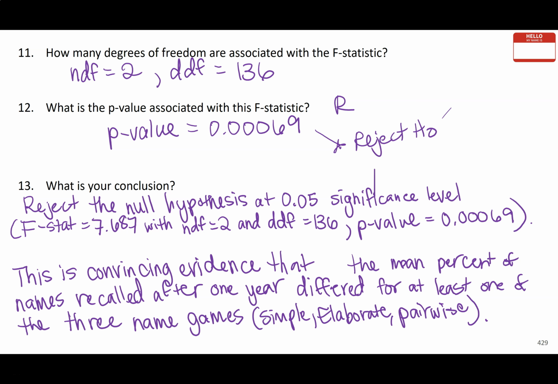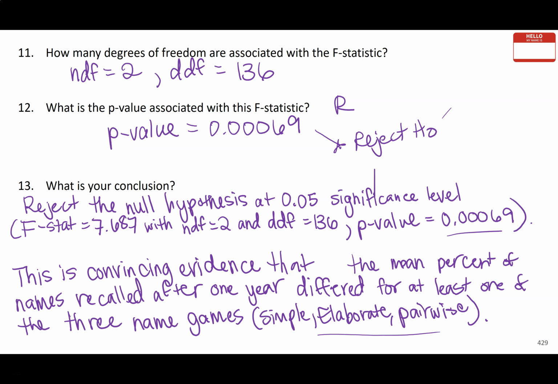We had an F statistic of 7.687 with numerator degrees of freedom of 2, denominator degrees of freedom of 136, and a p-value of 0.00069. This is convincing evidence that the mean percent of names recalled after 1 year differed for at least one of the 3 name games. And I listed the 3 name games.